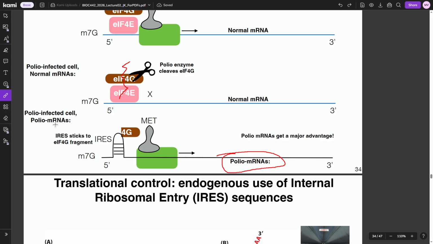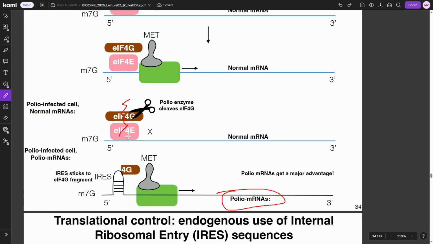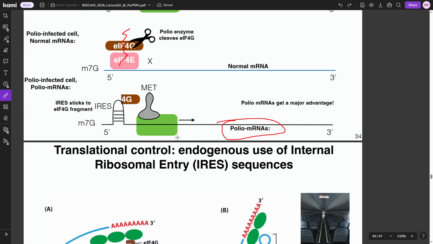Hopefully that makes sense. Remember, polio is its own virus. It has its own genetic data, so it uses its genetic data to make these mRNAs. It just so happens that one of the enzymes it produces furthers its goal in producing more of its mRNAs and producing more of its proteins.